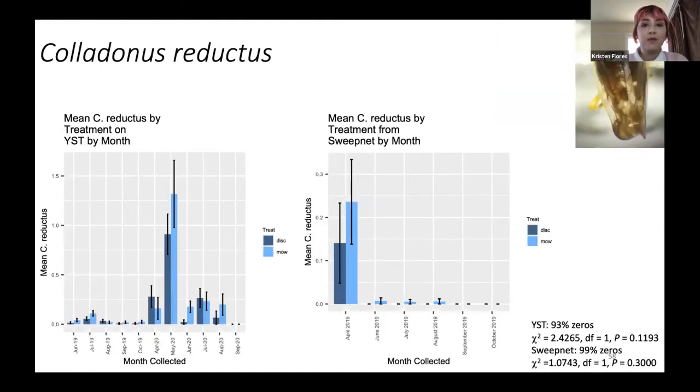So now an overview of the results for Colidonis reductus. Both graphs show the average number of Colidonis reductus on the y-axis and month on the x-axis. The graph on the left shows Colidonis reductus found on yellow sticky traps. Their numbers are pretty similar between Moe and disc rows, and they peaked in May 2020. The graph on the right shows Colidonis reductus found in the sweep nets, and it shows that they were rarely recovered or they were found at very low numbers.